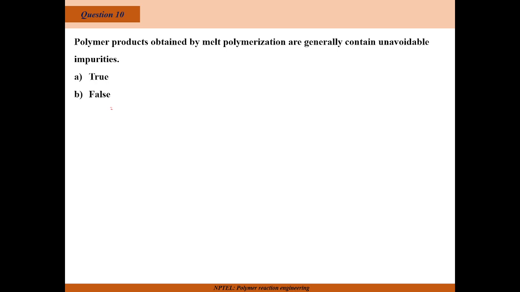The polymer products obtained by melt polymerization generally contain unavoidable impurities. Do you think this is a true or a false statement? Do you think the products obtained by melt polymerization are impure, with many unavoidable impurities coming along with the polymerization? It should be false. Generally, melt means it should be pure. Yes, I agree with sir.